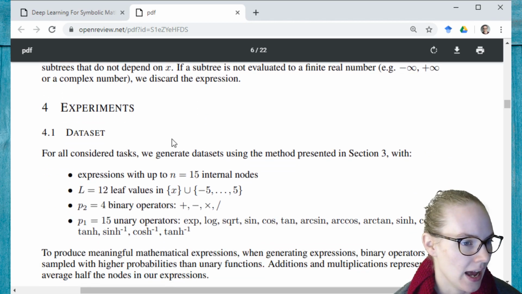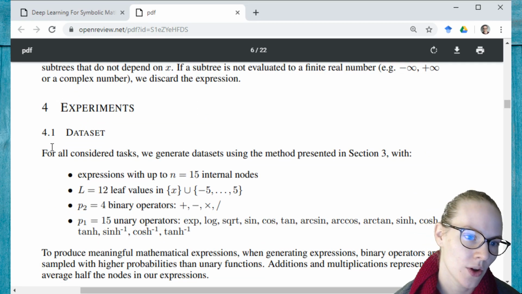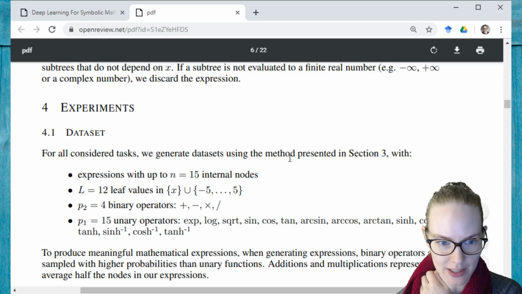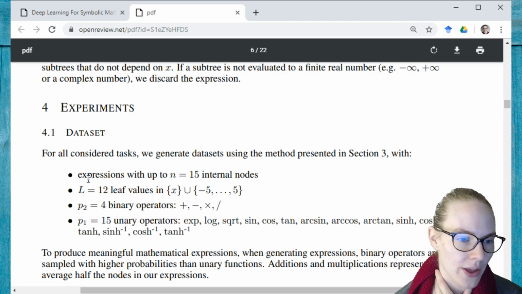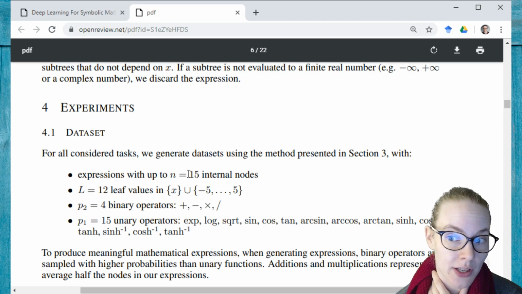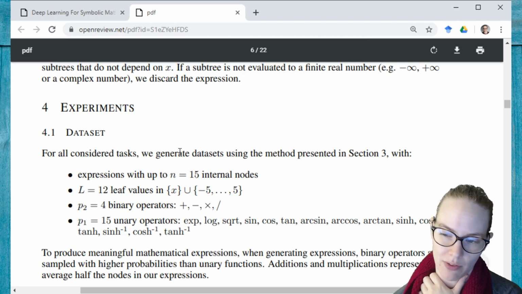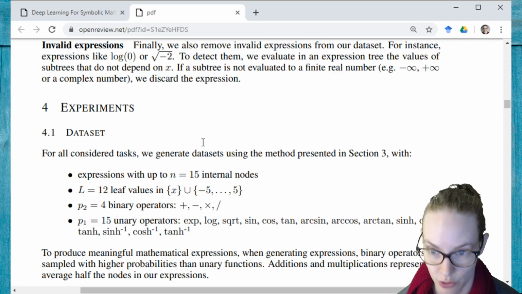All right. Experiments. Section 4.1, dataset. For all considered tasks, we generate data sets using the methods presented in section 3, which we talked about earlier, with up to 15 internal nodes, and they have sampled the trees in such a way that the structure of the tree should be varied, so they won't all be right-leaning or all be left-leaning or all be balanced. There should be a variety of different tree structures.